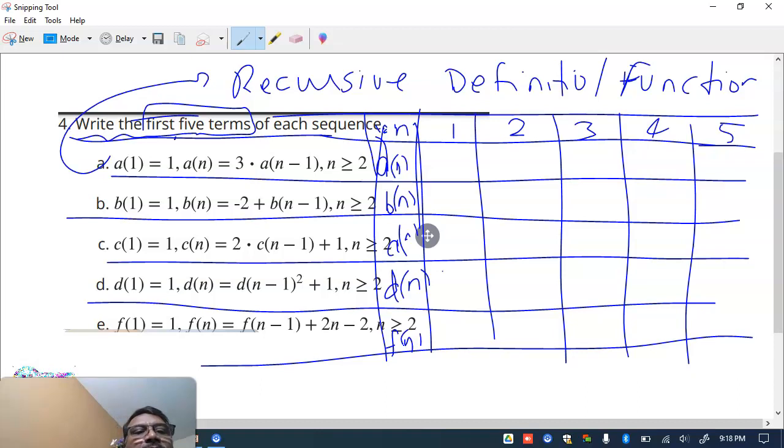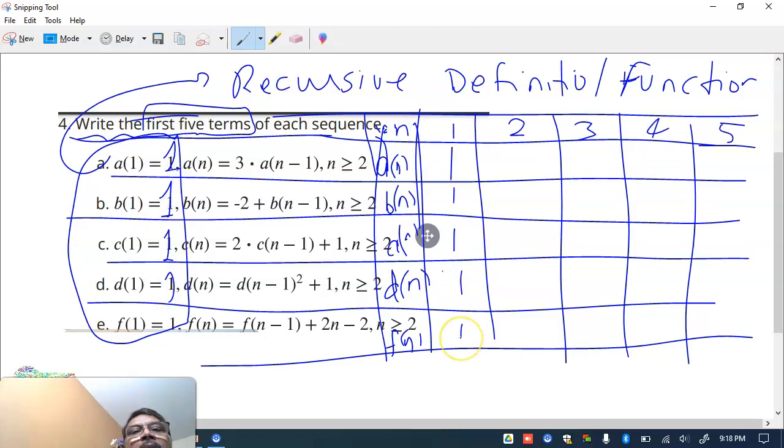Okay, so look at the first part: every sequence starts with 1. So we'll have to put 1, 1, 1, 1, 1. And next, you see here that there's a growth rate. That means you're multiplying each time by 3. So 3 times 1 is 3, 3 times 3 is 9, 3 times 9 is 27, and that's how you do the next one.